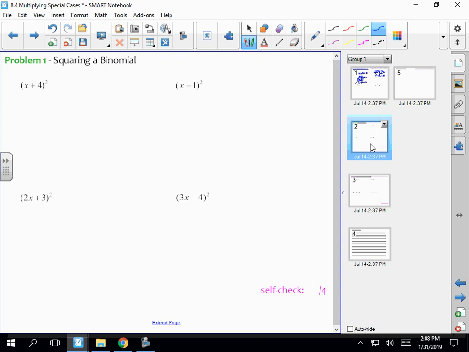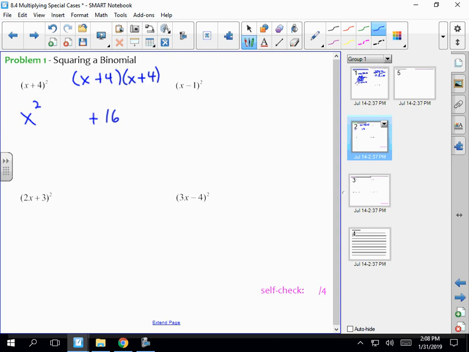X plus 4 squared, we're going to square the first term, which is x squared, right? You guys see how I'm getting the x squared? If I were to write this as x plus 4 times x plus 4, x times x is going to give me an x squared. And then my last term will be a 16. You see how I'm getting the 16? The 4 and the 4.